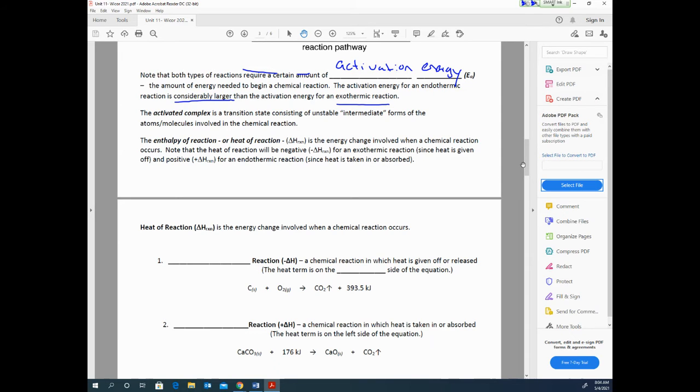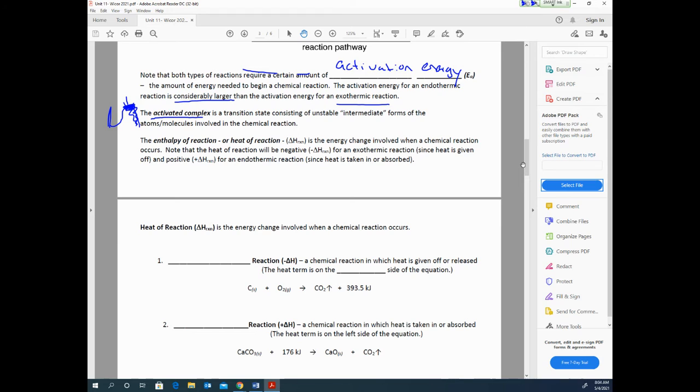So the activated complex, remember, is the top of the hump, okay? The activated complex is the transition state consisting of unstable intermediate forms of atoms and molecules involved in a chemical reaction. Basically, I have to have all this energy to get to this tipping point when the reactants are starting to be unstable enough that they'll actually swap partners. They'll make a new compound at that point. Because you've given them so much energy, they become unstable for a second and swap partners. And that's that activated complex at the top.